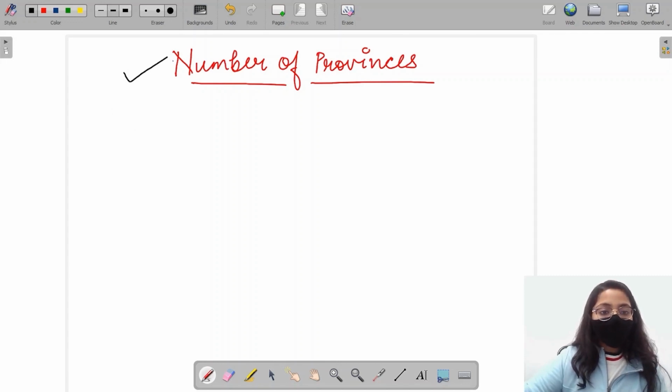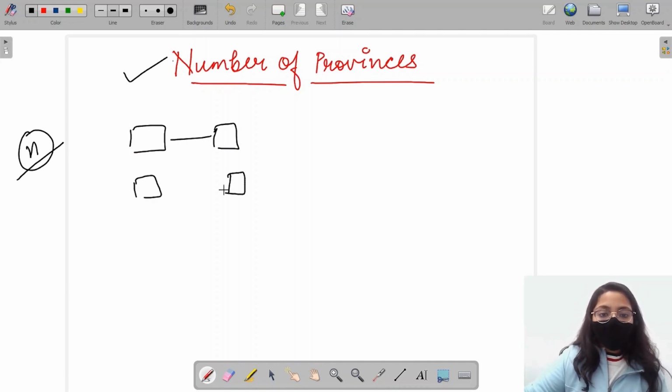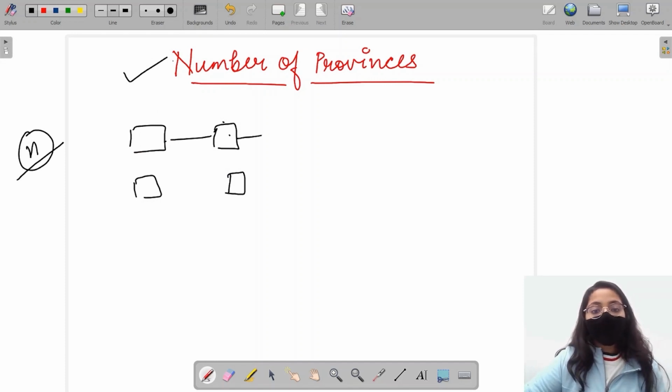So the question which we will talk about today is called number of provinces. So first let me explain the question to you. We have been given n cities, alright. In these n cities, all of these or some of these can be connected to each other, while some of these might not be connected to each other. And those which are connected to each other might be connected directly or they might be connected indirectly also.